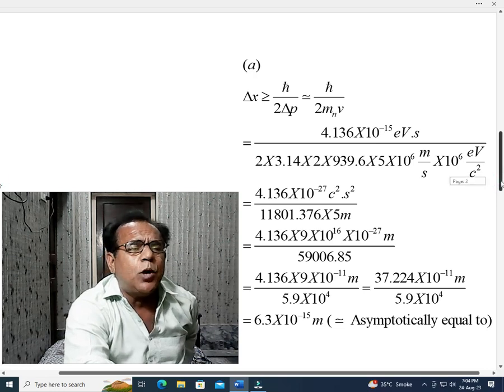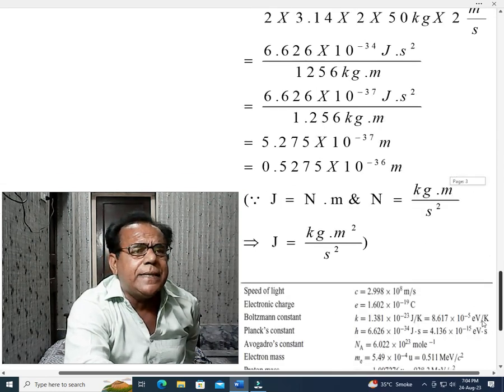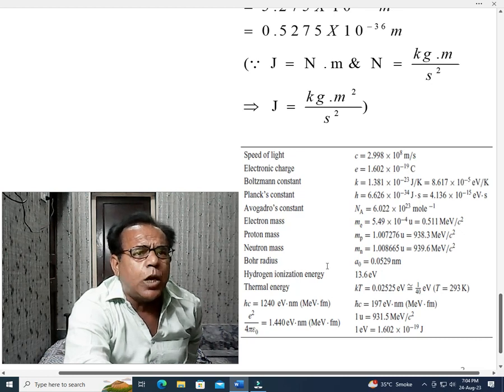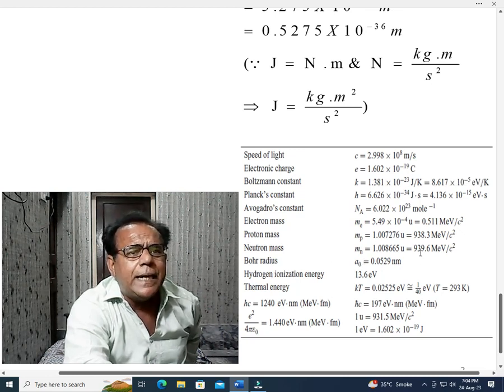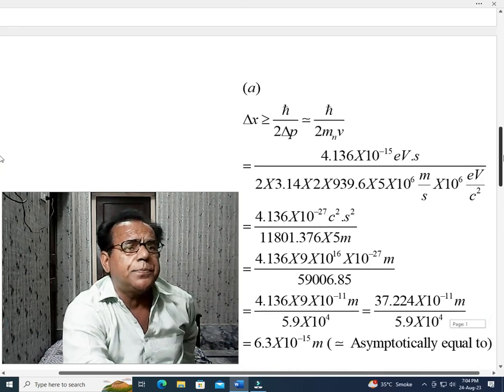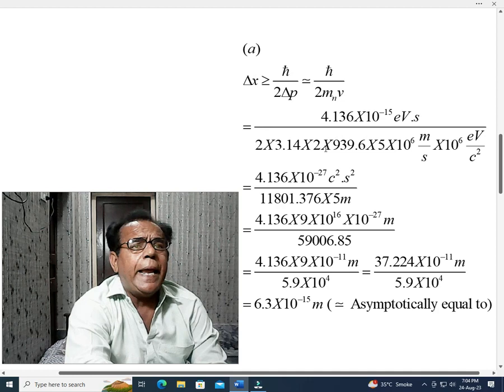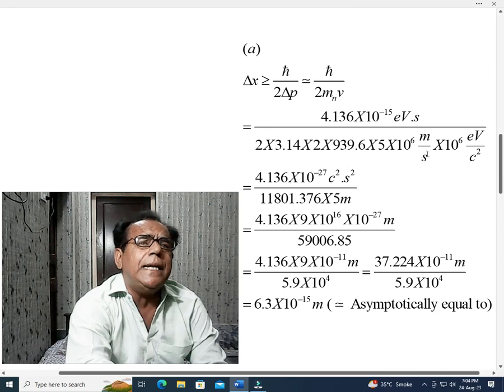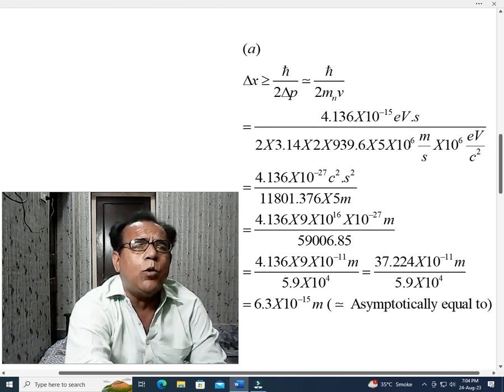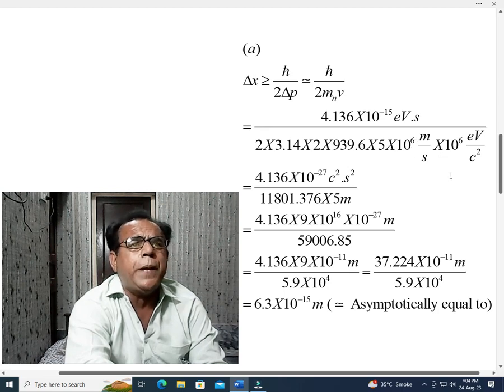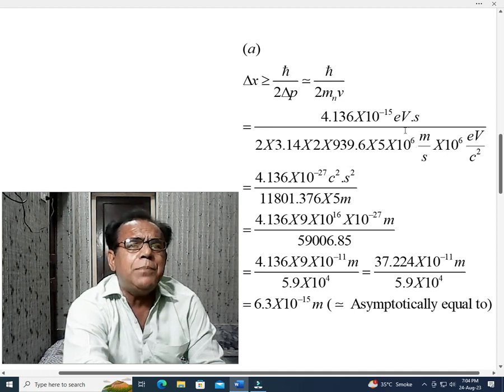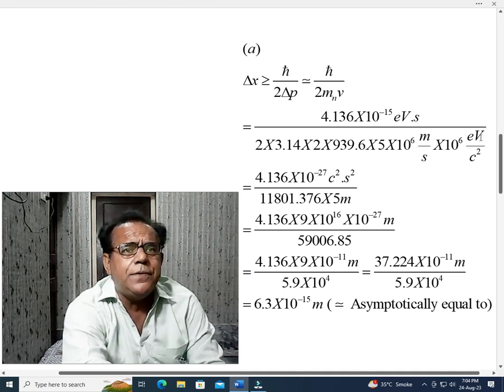Here, dear students, it is important to note that we will take this value of mn, the neutron mass, as 939.6 million electron volt per c square, where c is the speed of light. Okay, so dear students, this is that value, and this 10 raised to the power 6, we have eliminated the million, m by 10 raised to the power 6. Now this 5 into 10 raised to the power 6 is the velocity given in the statement. We have eliminated m so that this electron volt may be cancelled with this electron volt.